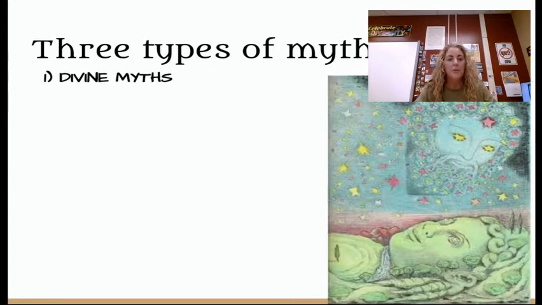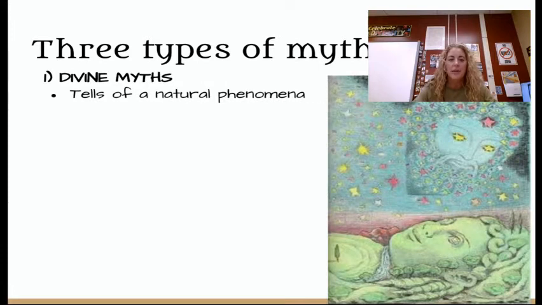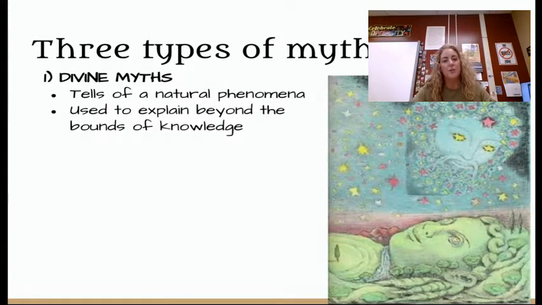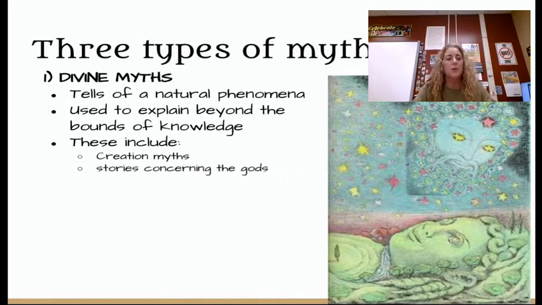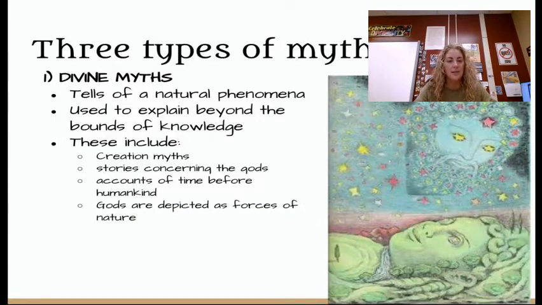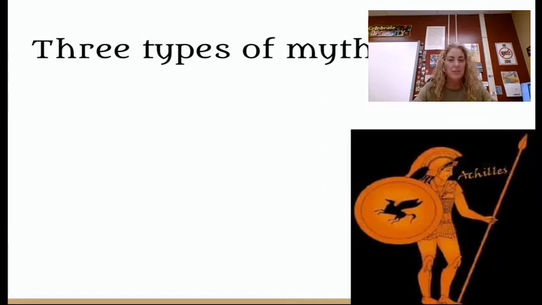Now, there are 3 types of myths. The first are referred to as divine myths. Divine myths tell of natural phenomena. They're used to explain beyond the bounds of knowledge. So, of course, divine myths are going to include the creation myths, which have divine beings in them, stories concerning the gods and goddesses, accounts of time before humankind even existed. In divine myths, gods are often depicted as forces of nature.